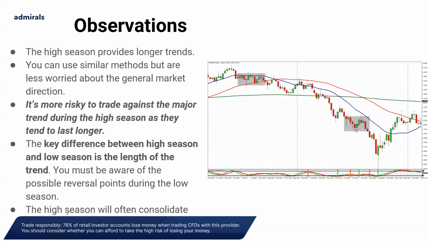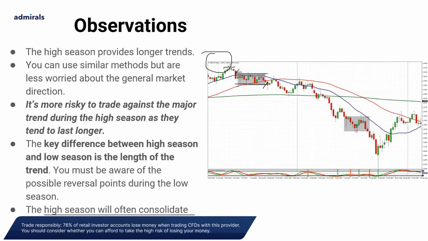So, what you'll often see is high season will often consolidate, but then it will continue in the same direction. That's what we'll quite often see. So, this is pound against the US dollar. This is the weekly chart. Once again, I've grayed out the low season, and hopefully you can see that during that low season, the price was effectively just going sideways, very range bound there in the week.